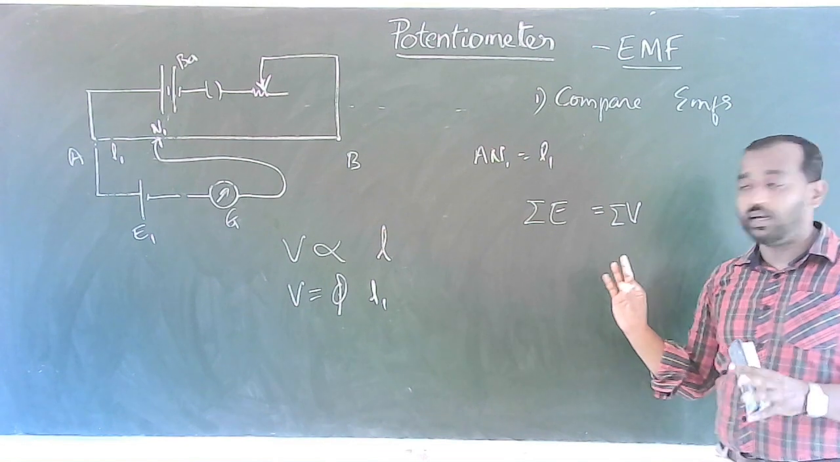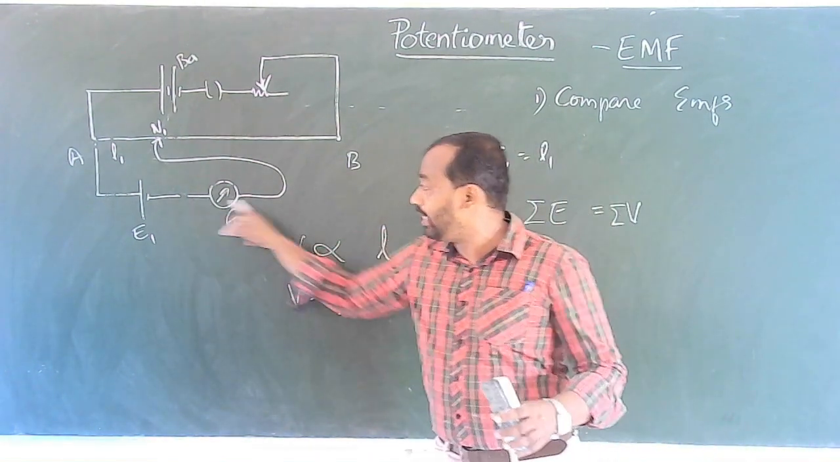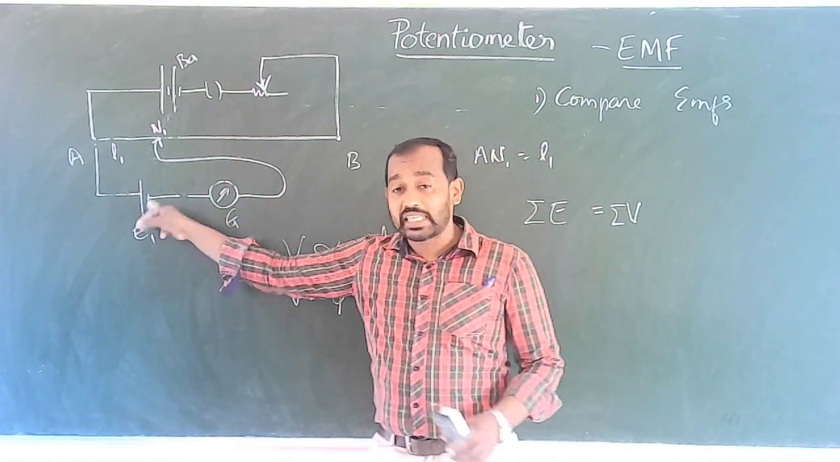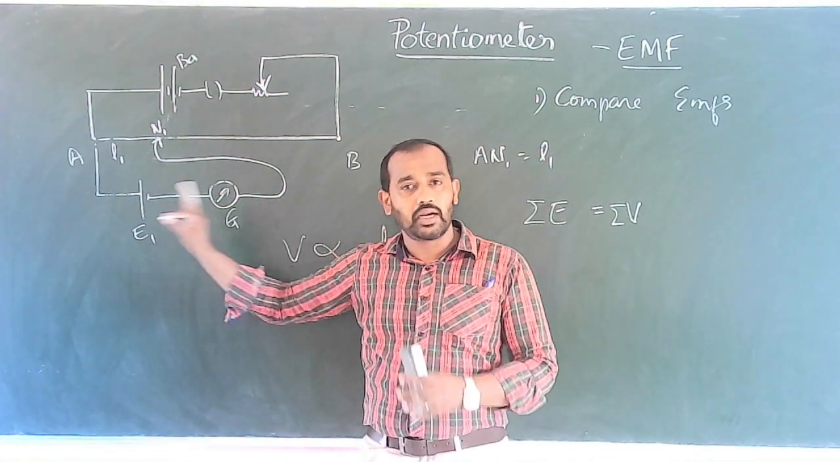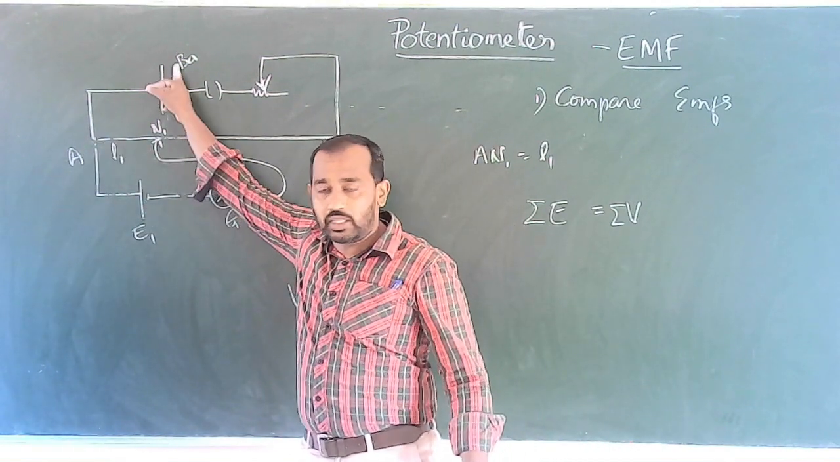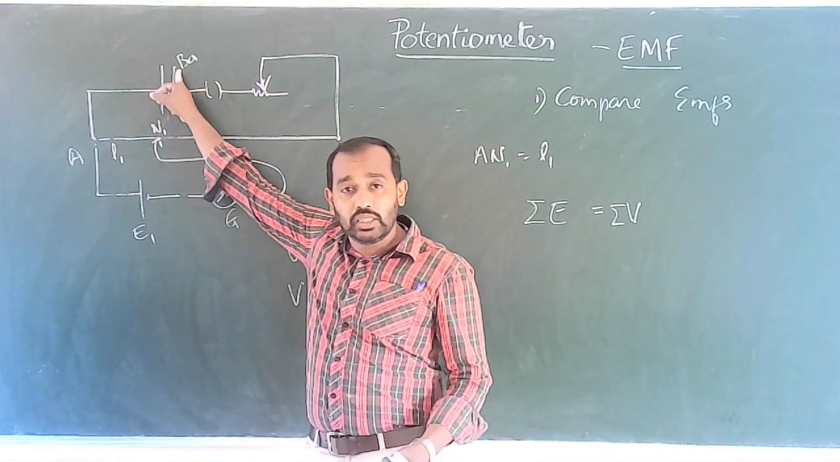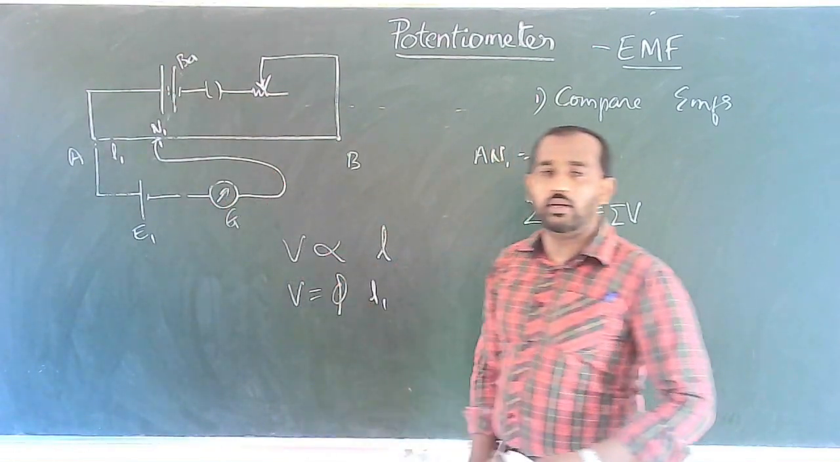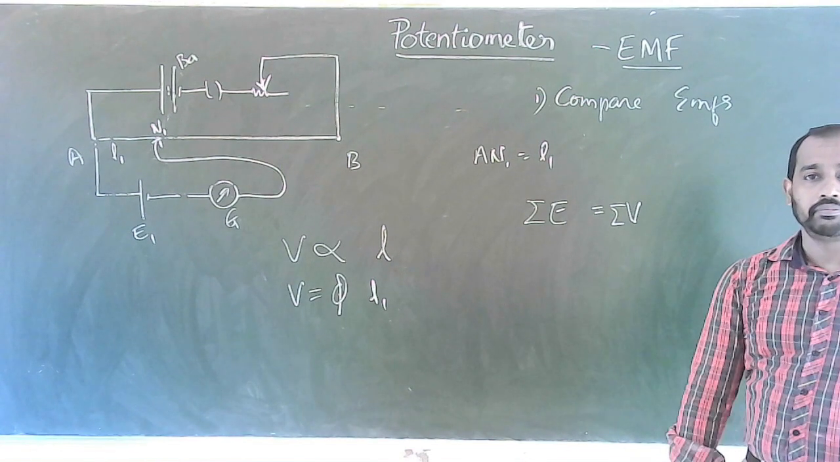There is no IR drop in the galvanometer branch because there is no current in the galvanometer, so Ig into G will be equal to 0. Even if it has internal resistance, since there is no current, there are no IR drops in this branch. But here there is a current which is due to the battery, hence due to this current from the battery, there is an IR drop. I hope you have understood it correctly.